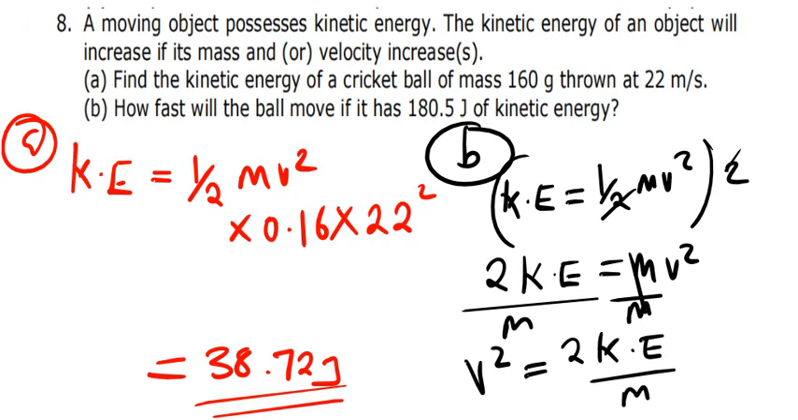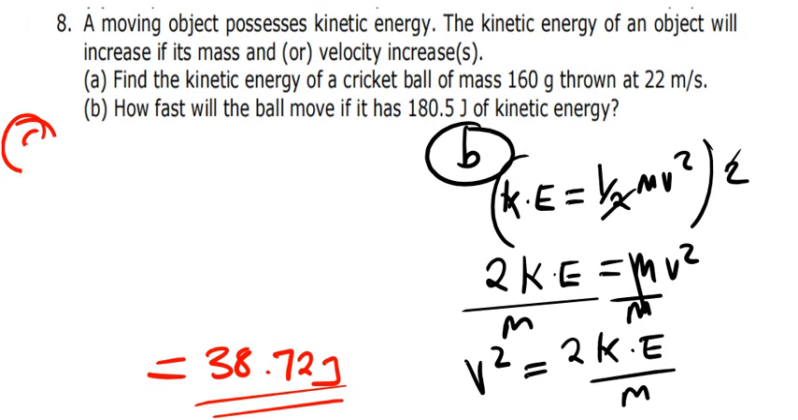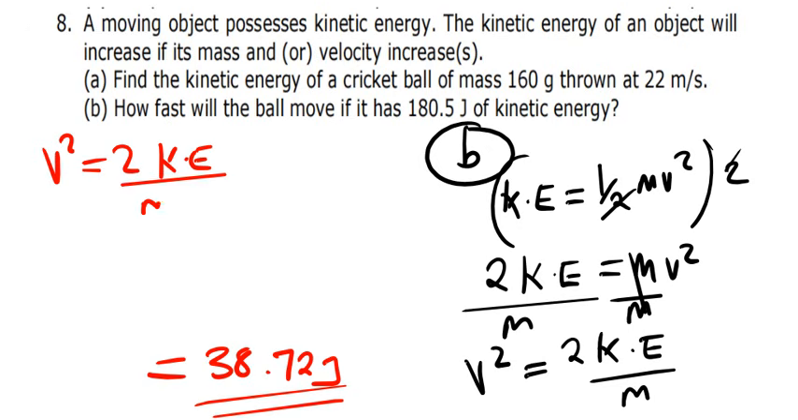Allow me to wrap that, but I'm not going to wrap the last part because that's the kinetic energy that we found, so I'm going to replace it there. Now since v squared is equal to 2ke divided by m, for me to remain with v, I'm going to take the square root on both sides. I'm going to now have v equal to the square root of that.